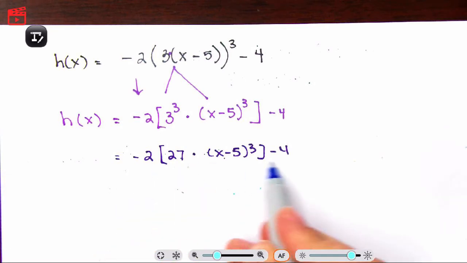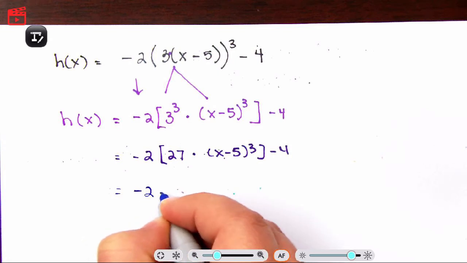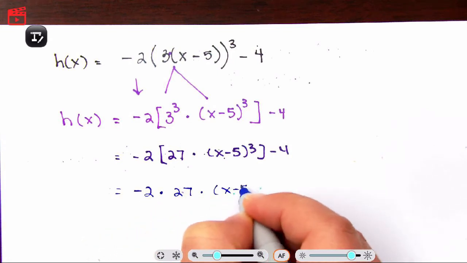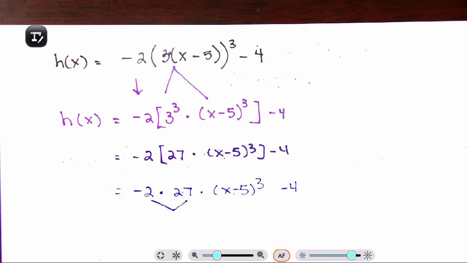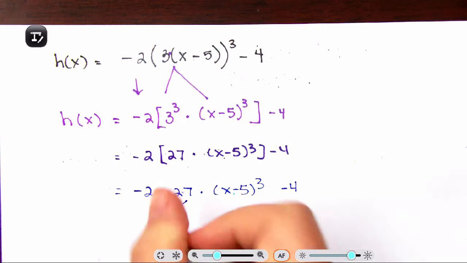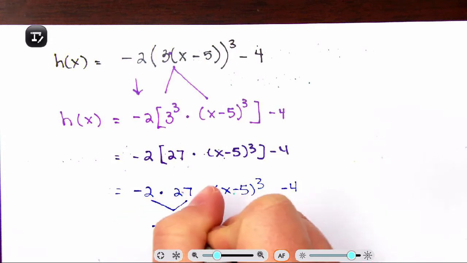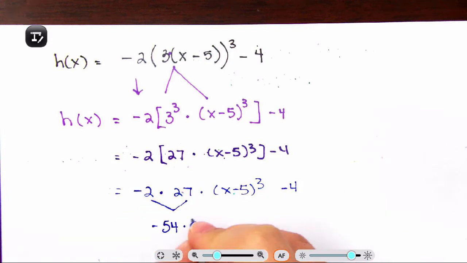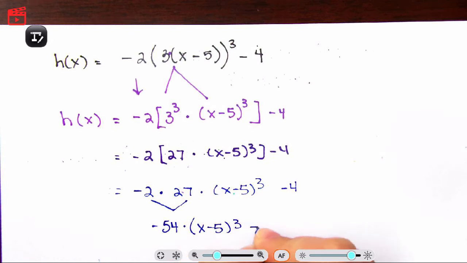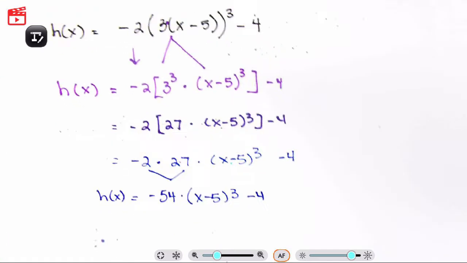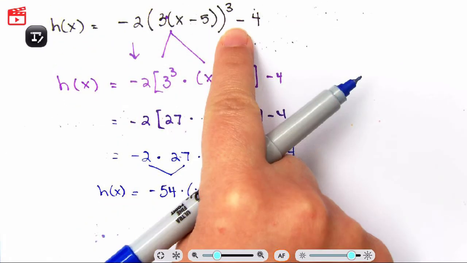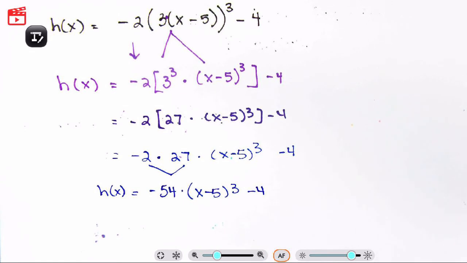Now this whole statement, the way you read it is -2 times 27 times x minus 5 cubed minus 4. Notice that all three terms here are being multiplied, so I get to multiply this together. 27 times 2 is 54, and we do have a negative, so I have -54 times x minus 5 cubed minus 4, and that's what we have here. So you can do this here, or you can do this. It's going to end up with the same points for you.